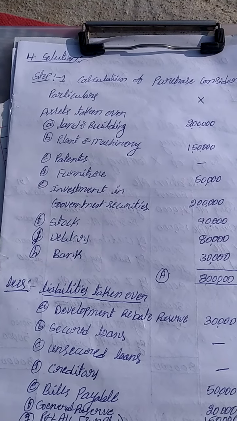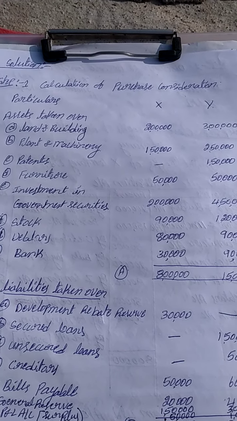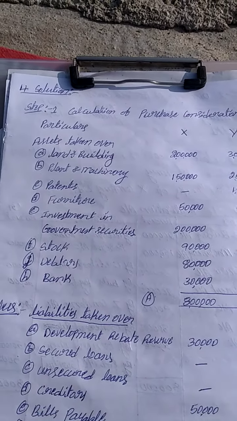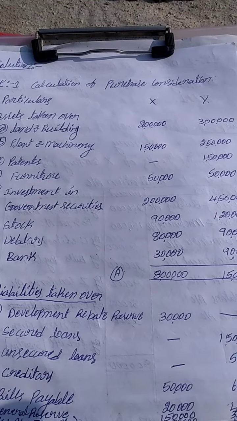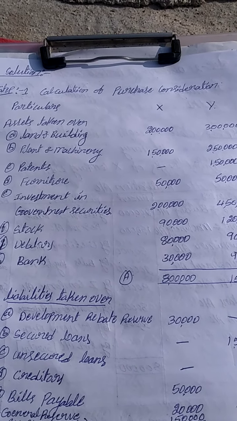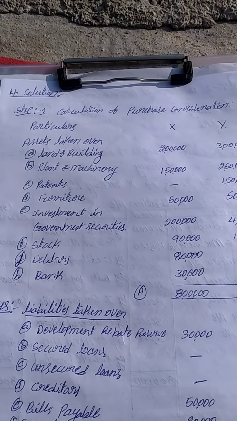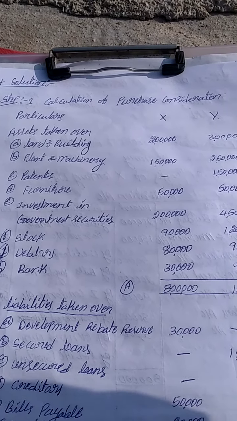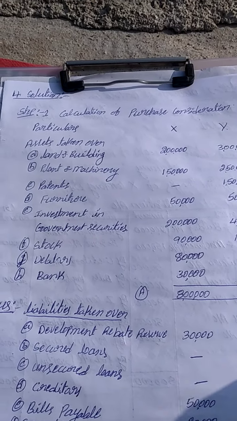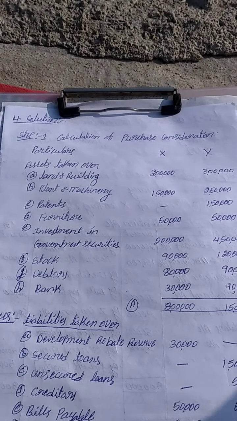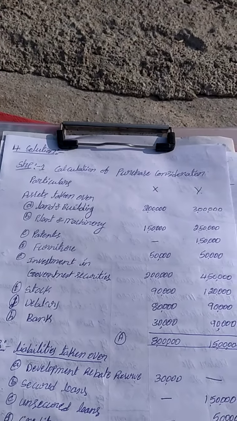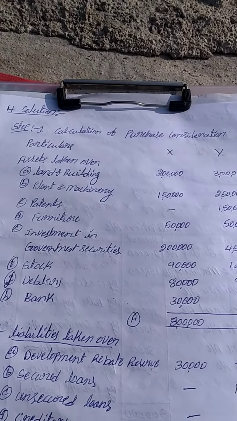First, step number 1 is calculation of purchase consideration. Here in this problem, payment method is not mentioned. That means you have to apply second method, that is net assets method. That is you have to total assets taken over by transferee company minus total liabilities taken over.